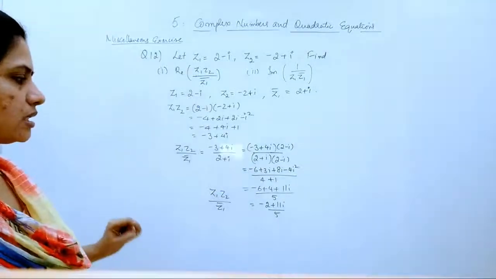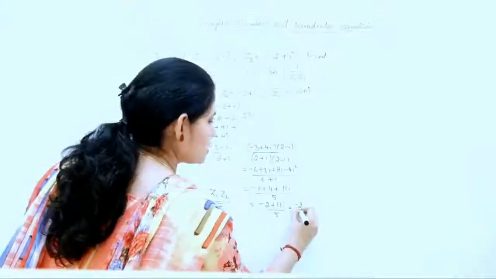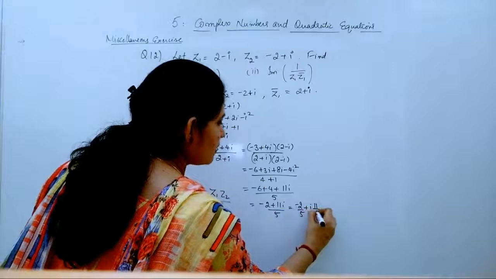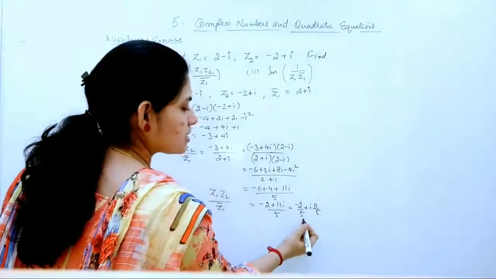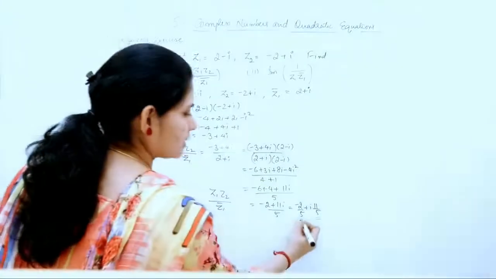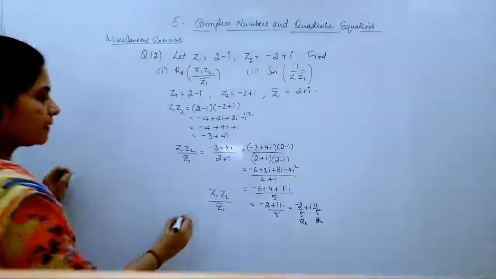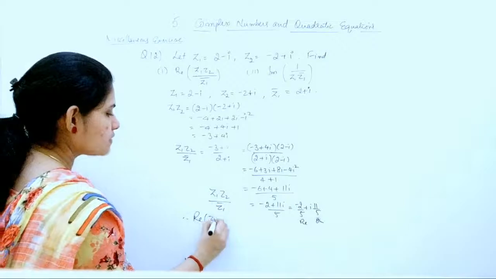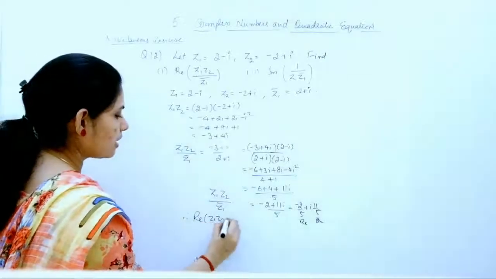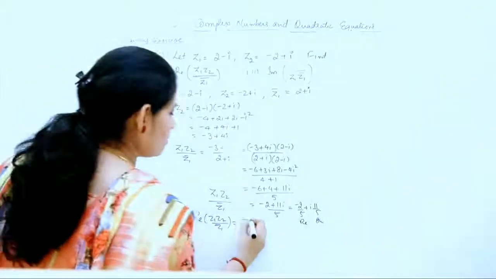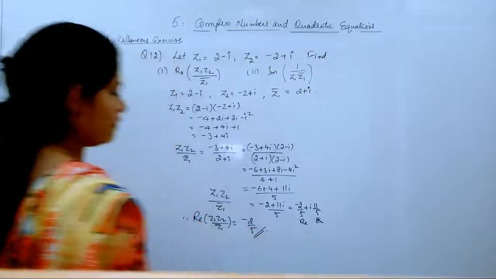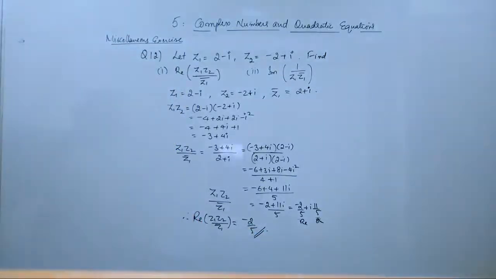And what you need, this can be split and written as minus 2 by 5 plus i into 11 by 5. So you can see that this is the real part and this is the imaginary part. So what they have asked, therefore, the real part of Z1, Z2 by Z1 bar is equal to minus 2 by 5.